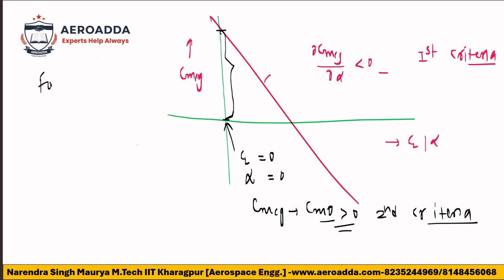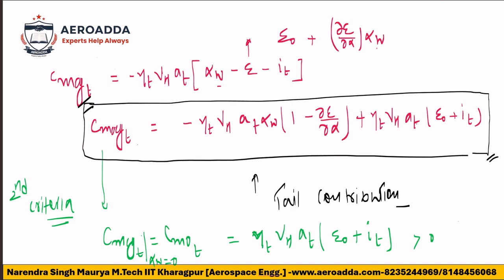For stability, there were two criteria, criteria 1 and criteria 2. In both, if you see, the tail is fulfilling them. Check it. That's the reason the tail is always a positive contributor for the longitudinal static stability. I hope you understood now, right?